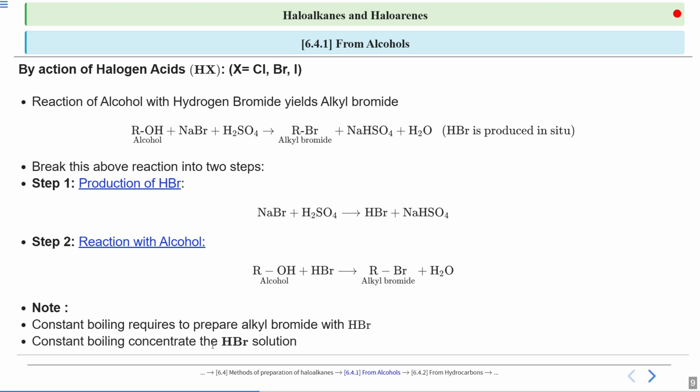Constant boiling concentrates the HBr solution, right? So as I said, as per the required condition for this reaction to happen, to get the product as alkyl bromide, constant boiling is the condition required to prepare alkyl bromide with HBr, because this constant boiling will concentrate the HBr solution and provide you a consistent concentration of HBr for the good yield of alkyl bromide.